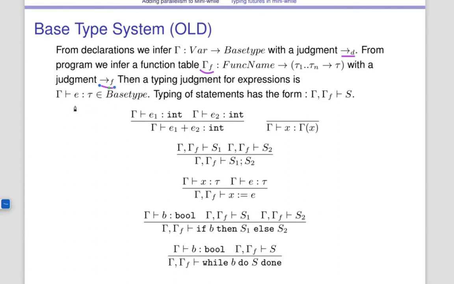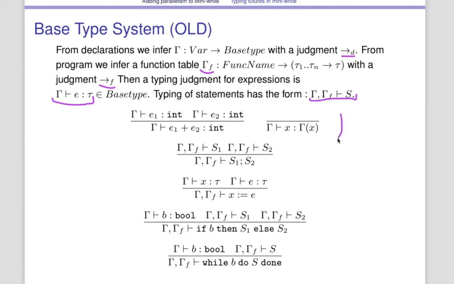Then we have a typing judgment for expression that is of the form gamma E tau, where tau is a base type. And we have a typing of statement of the form gamma F S. And here you see we don't have a type for statement, we just check whether a statement is correctly typed or not. The most important rules of the type system I recall before.